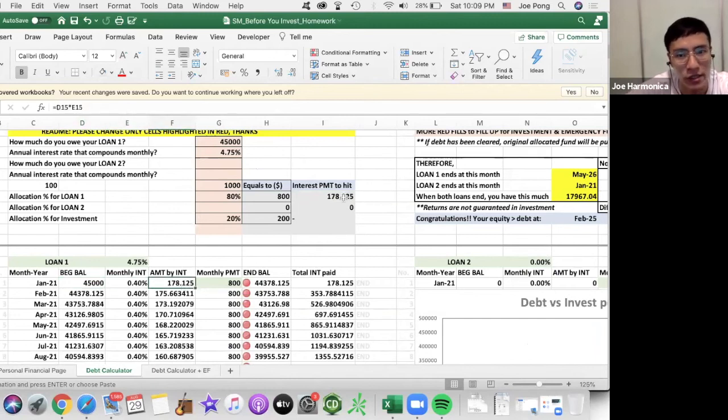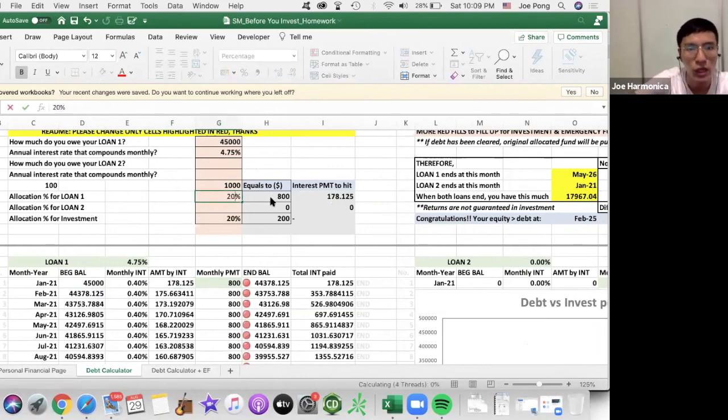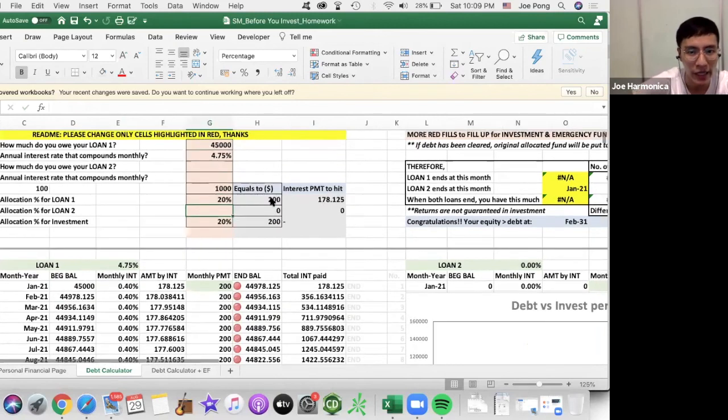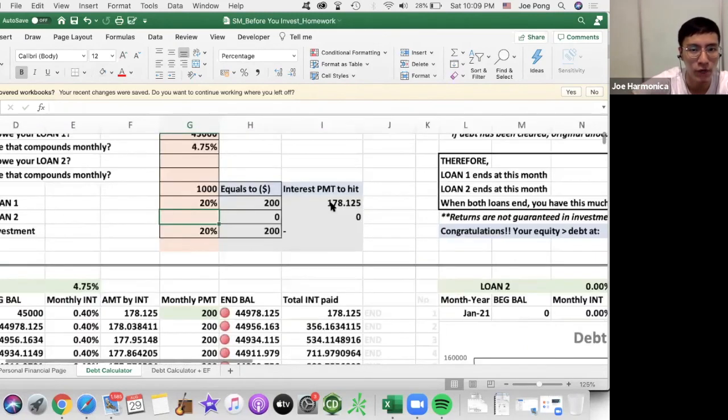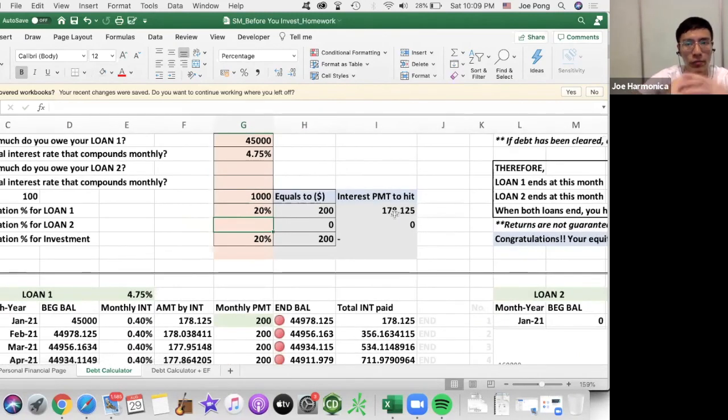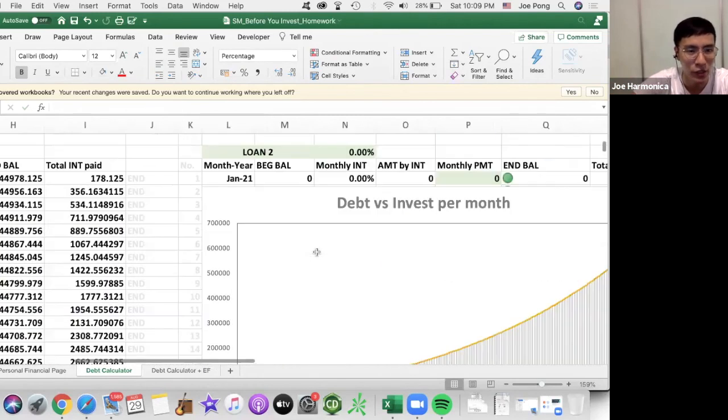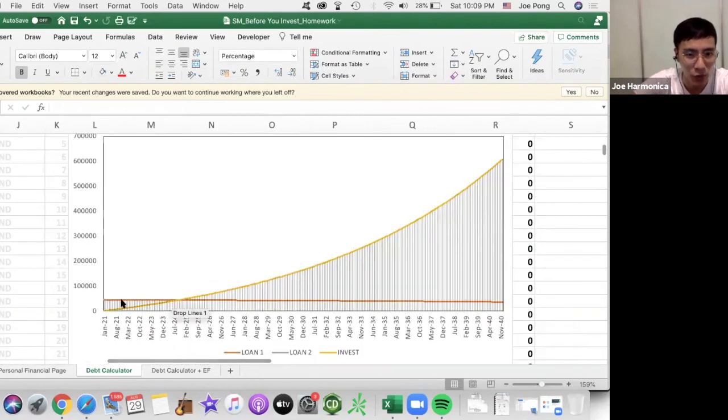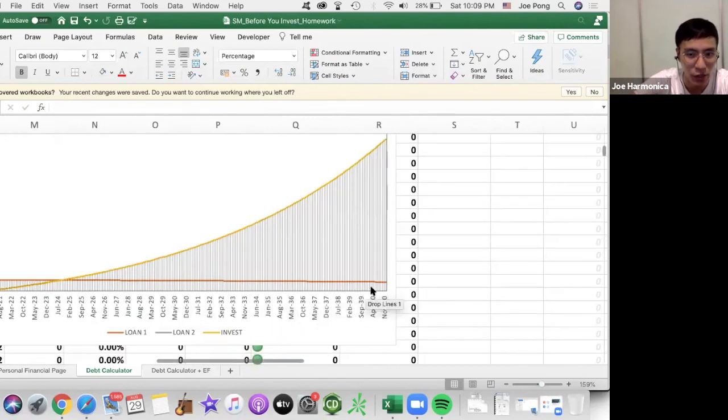Around 178. So let's say if I'm paying 200, I can pay off all the interest that I'm generating, and I'm paying around $20 to clear my debt, which is very, very low. I must say this is very, very low. And I allocate the other 80% all to investment. Let's take a look at the chart here again. So the red one is your investment. Yeah, you need a very long time to clear your debts.